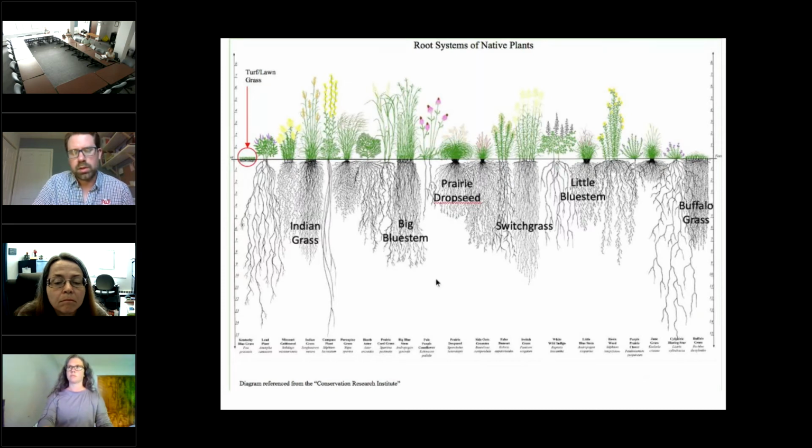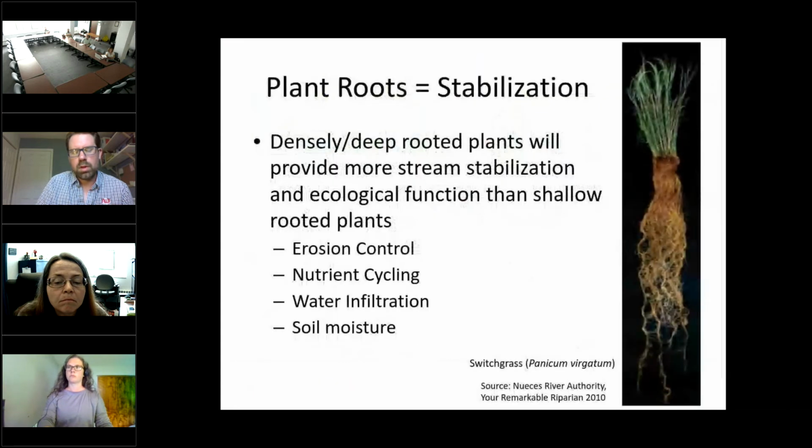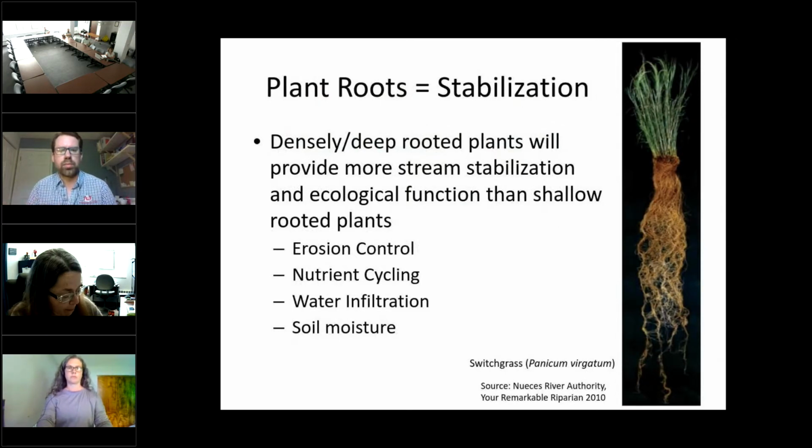So again, what I'm reiterating with that last slide is that plant roots equal stabilization when you're talking about vegetation cover. Densely and deeply rooted plants will provide more stream stabilization and associated ecological functions than shallow rooted plants, which probably sounds pretty obvious. You're going to get that erosion control, nutrient cycling, and water infiltration, and you can help hold in soil moisture, and there are a lot of other benefits that go along with that. Another great photo here on the right is switchgrass, showing you the dense, deep root mass that goes along with this native grass.